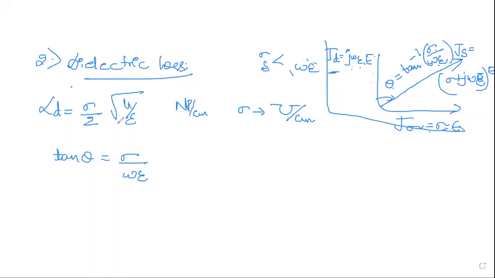For time being, all the equations you can learn by heart. So tan theta is equal to sigma by omega epsilon. This is the dielectric loss tangent.